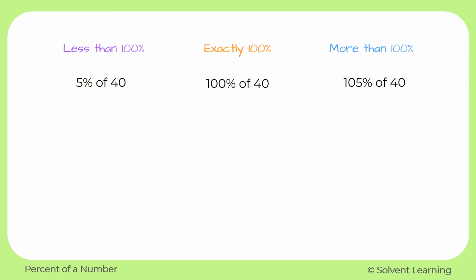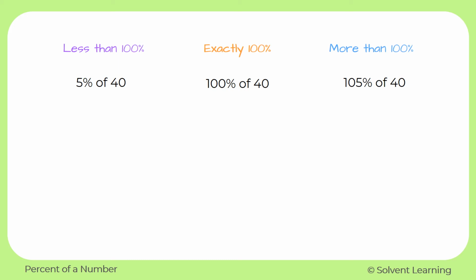Now we'll look at a few examples that involve finding less than 100% of a number, exactly 100%, and more than 100% of that number. And as we go through these examples, we'll see if we can find a pattern that can help us when we're working on other problems.